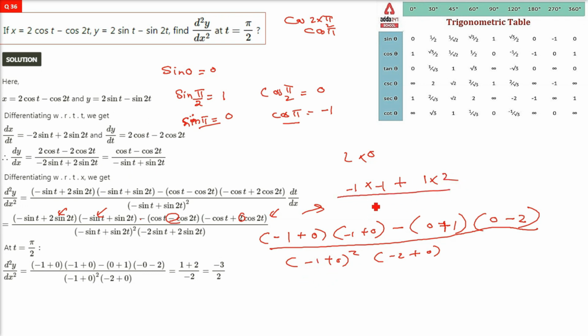I have already placed a plus in between. So minus 1 square is 1, and then minus 2 we have here, so minus minus is plus, then we have a 2 here, and then you have negative 2 in denominator, so you have negative 3 by 2. This is d2y by dx2, alright, minus 3 by 2 is the answer.